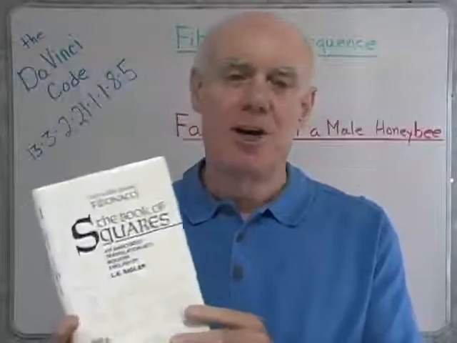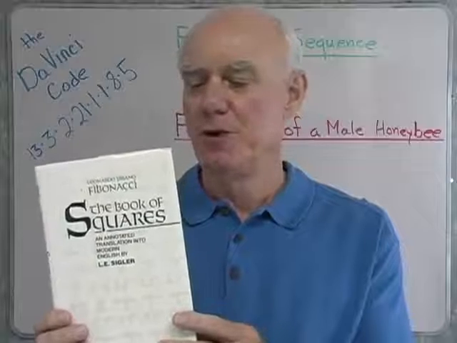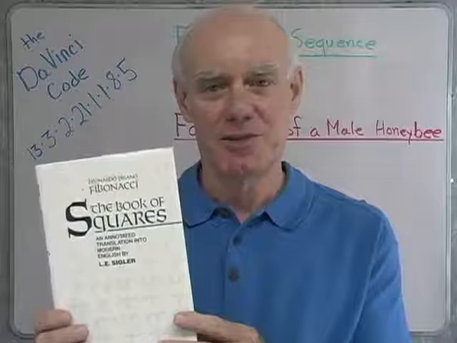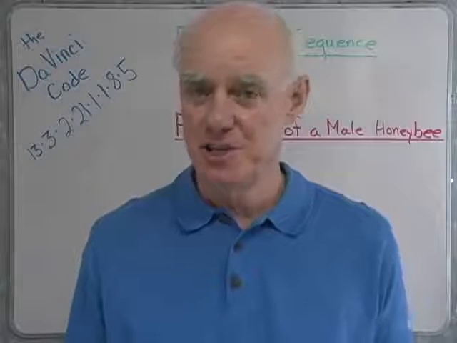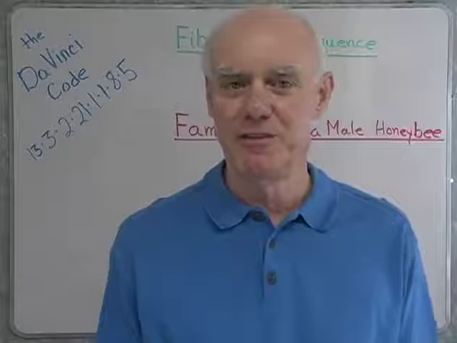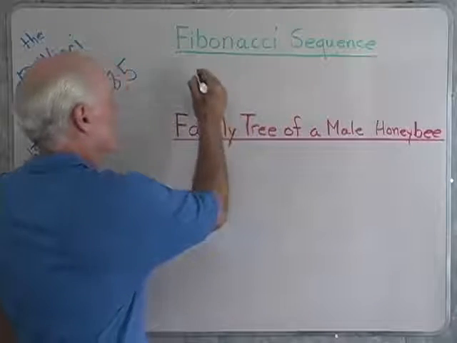We've talked about Fibonacci's Book of Squares, and we've showed the relationship that Fibonacci wrote about between the sequence of odd numbers and the sequence of squares. Well, as it turns out, Fibonacci has a sequence of numbers named after him called the Fibonacci sequence, and let's take a look at it.